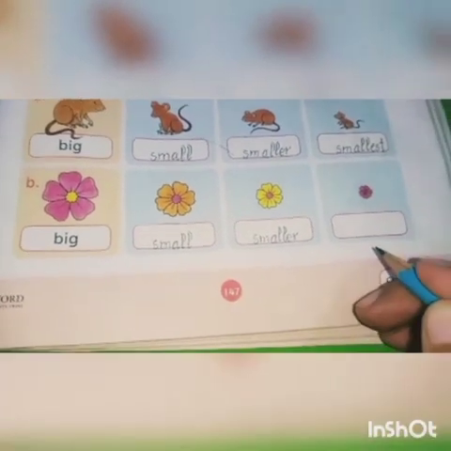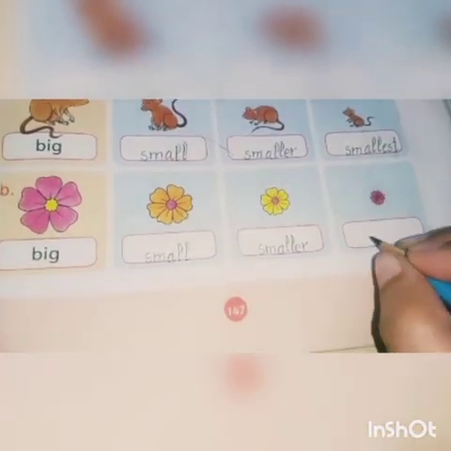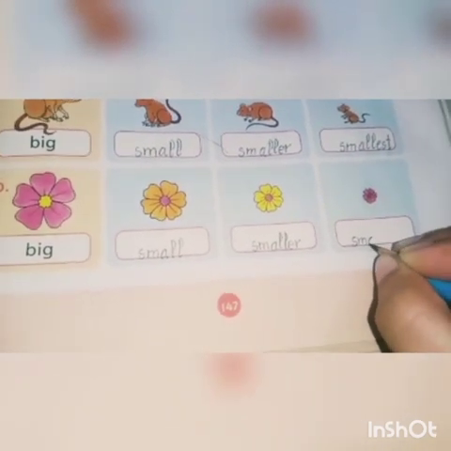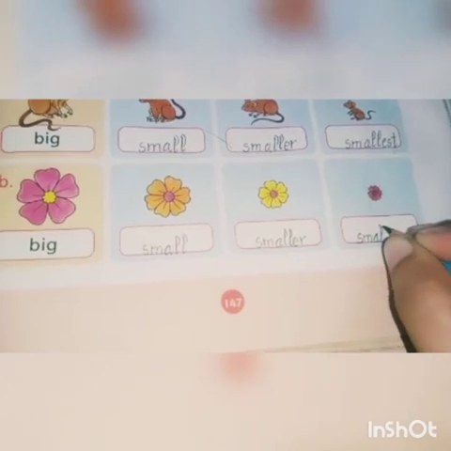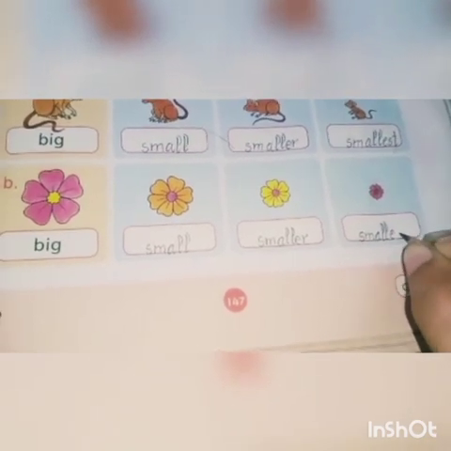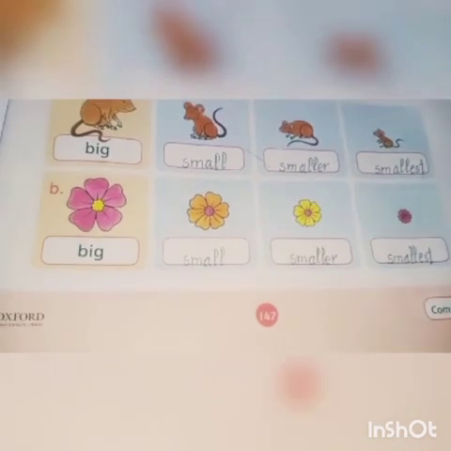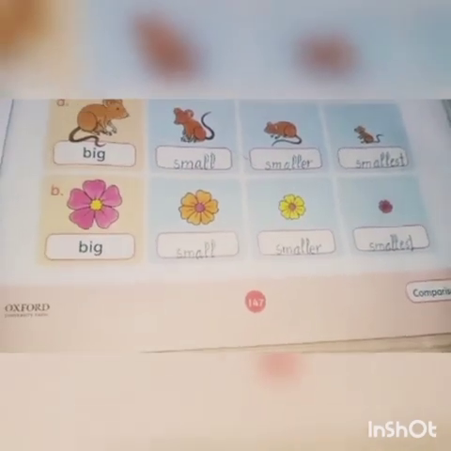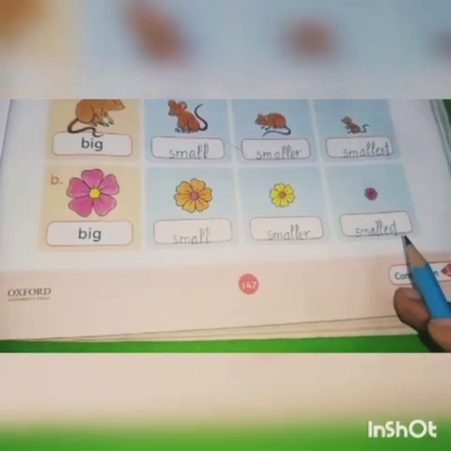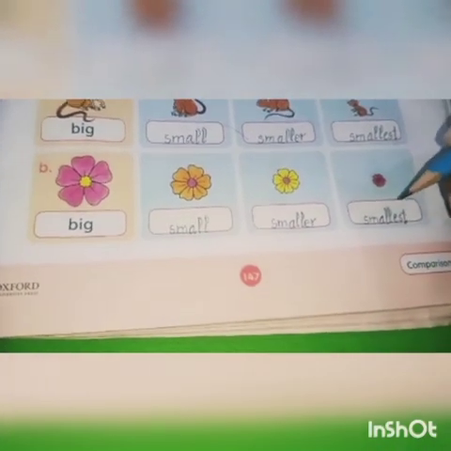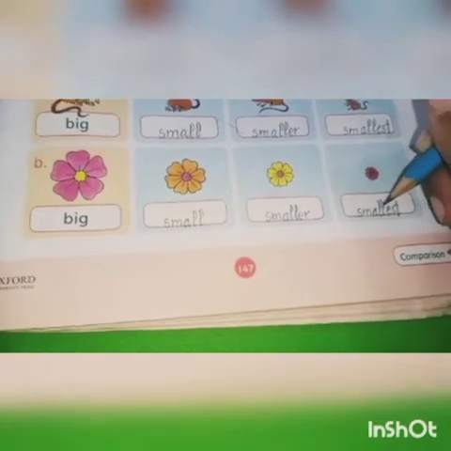So we are going to write smallest over here: S M A L L E S T, smallest. Students, now you can see here we have 4 flowers. This one is a very small and little flower, so we are going to call it smallest.